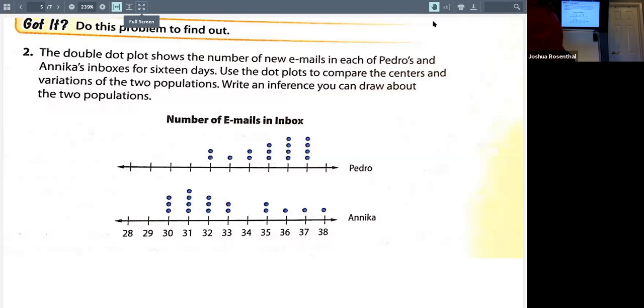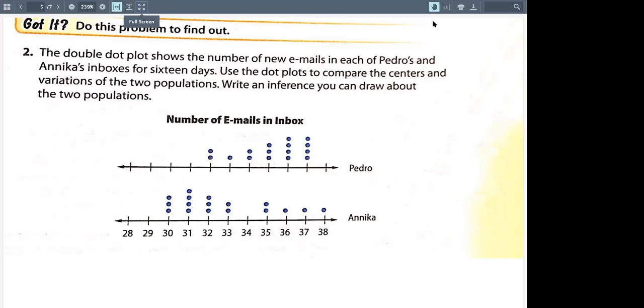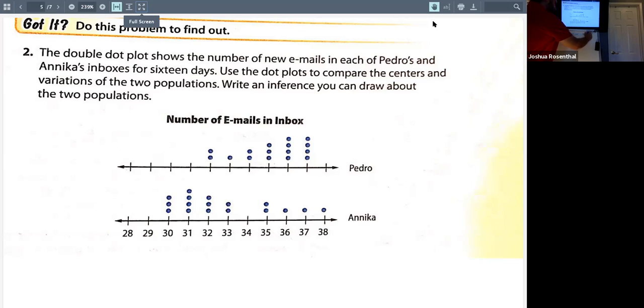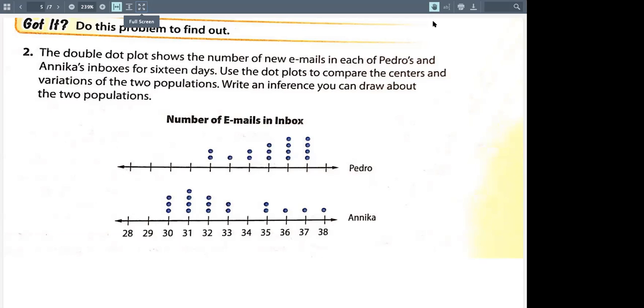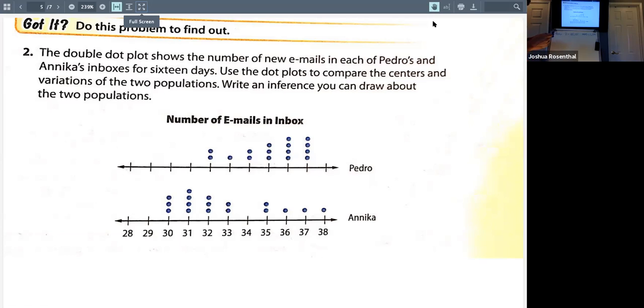All right, we're going to get started in a minute here. Does anybody have their notes from yesterday? What was the median, what was the mean for Pedro? Thirty-five and 1/8. And what was the MAD? 1.375. All right, so now we can just work on Annika.